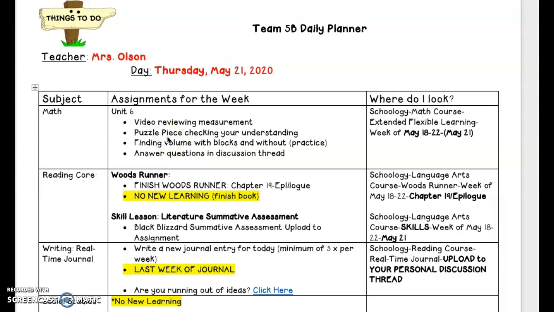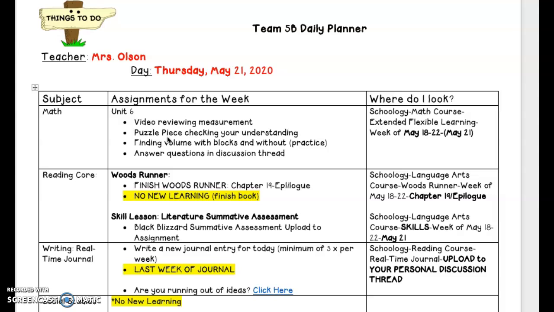So if you don't remember the simple measurement rules, I suggest you watch that video first before you do the puzzle piece. Then you'll do both of the assignments that are attached to the directions: finding volume with blocks, and another practice sheet for finding volume without blocks. You're going to choose a minimum of 5 problems from each of those assignments.